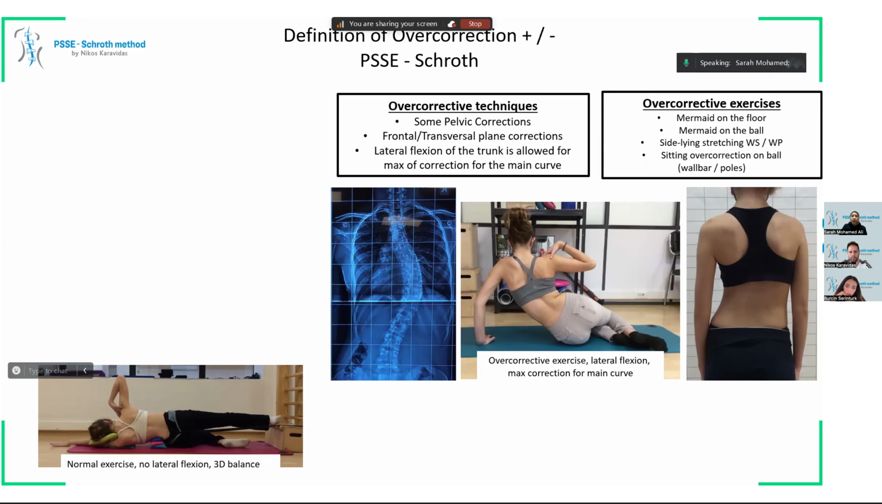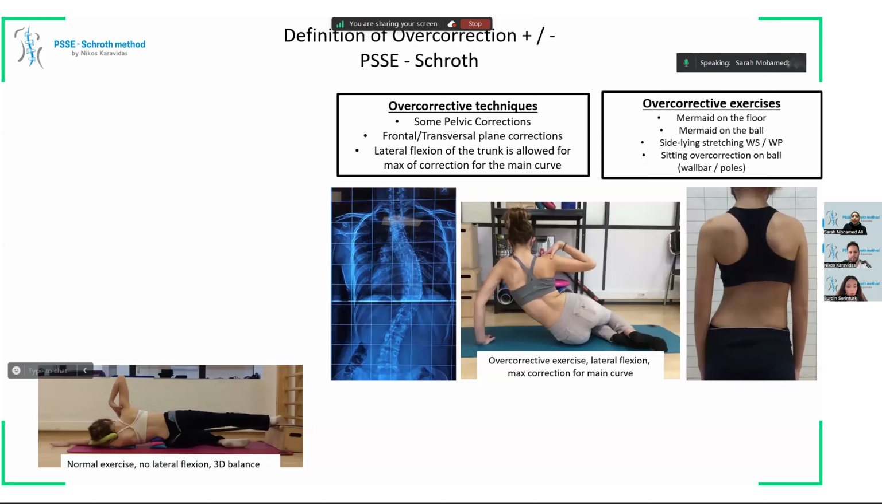Okay, so now just to summarize it, we have normal exercises and we have overcorrective exercises. In normal exercises, like the exercise on the below on the side lying, we have correction of the main curves and the other curves, but not allowing for the lateral flexion. So this is a normal exercise. But in the other exercise, like the mermaid here in this picture, we allow lateral flexion. It means that we allow the maximum correction for our main curve.